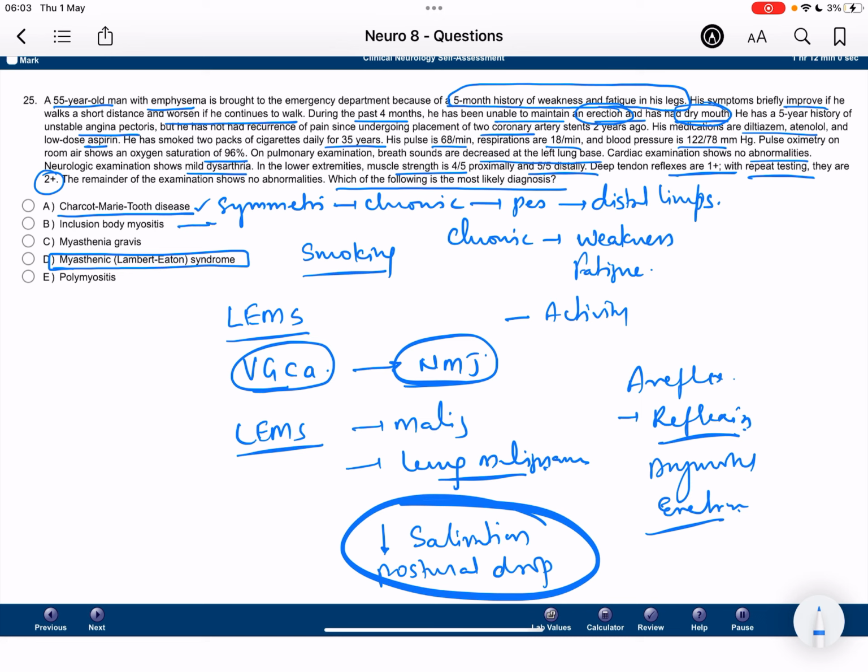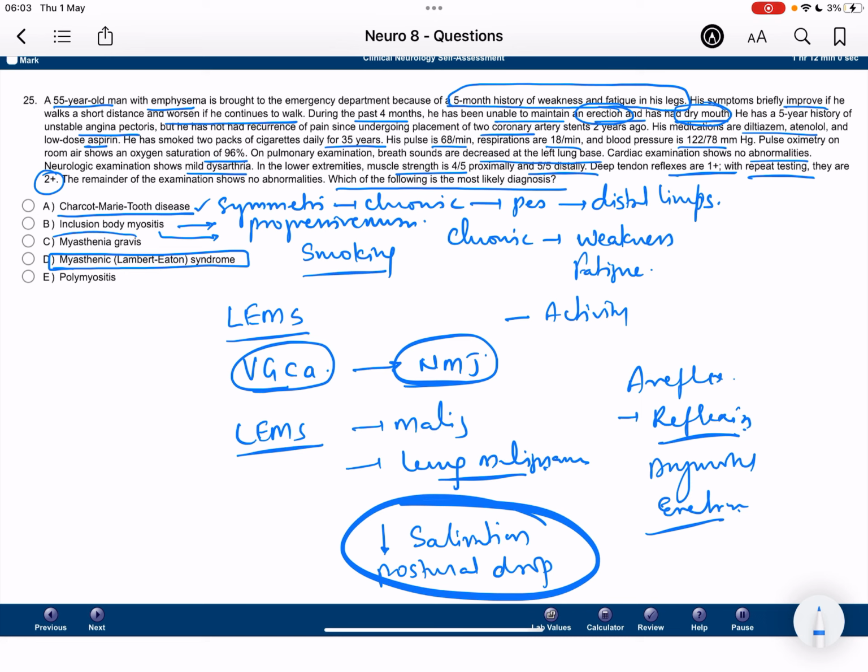Remember, inclusion body myositis is an inflammatory disorder involving the muscles. It usually presents with progressive muscle weakness, and there will be involvement of the proximal muscles. Very important in inclusion body myositis, there will be involvement of the proximal muscles. There will be increased serum creatine kinase as well.